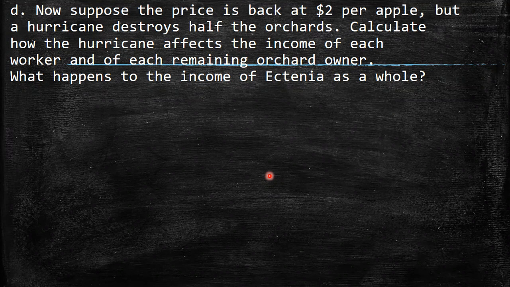Now let's go to the numbers. Here we have the situation, and because we know that this should be half of the orchards, the quantity should be over 2.